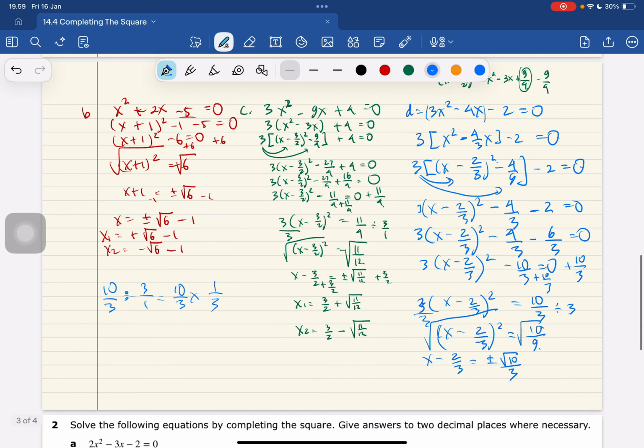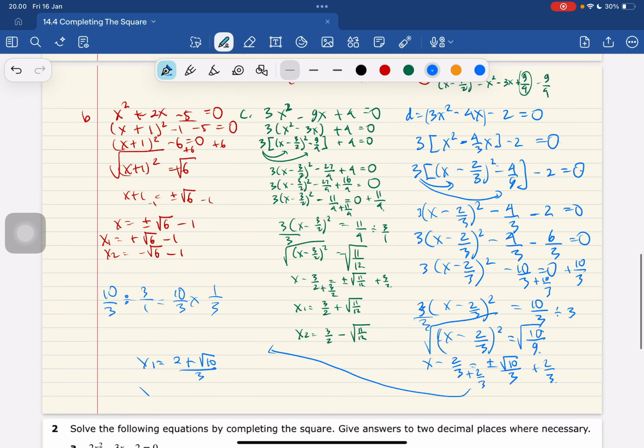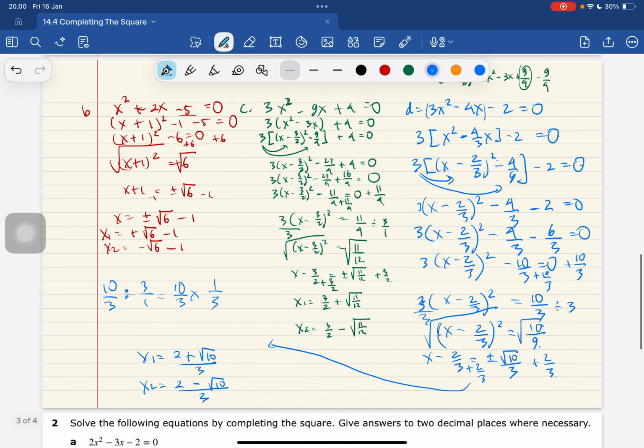Okay, to make it only x, we add 2 over 3 to both sides. So we got it here. Let me write it here. So the first x is going to be 2 plus the square root of 10, and we divide by 3, as the denominators of them are equal to 3. And then the second x we got is 2 minus the square root of 10, then we divide by 3.